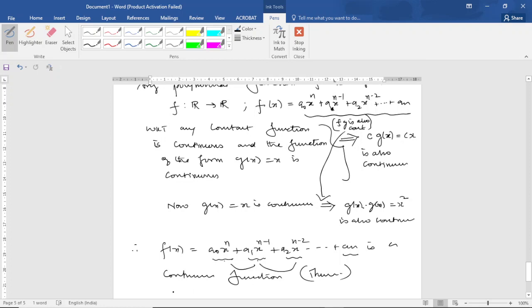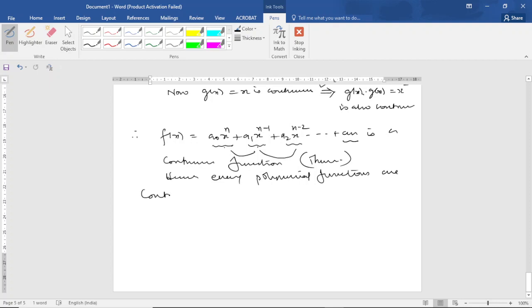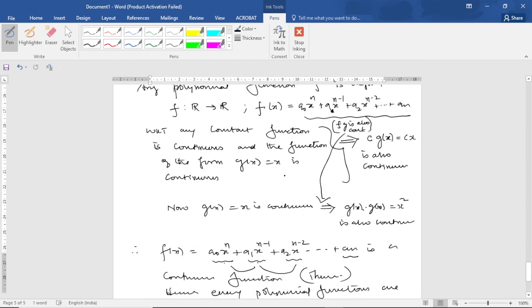So hence every polynomial function is continuous on the real line. You can write your own proof. They ask, you can write your own proof.